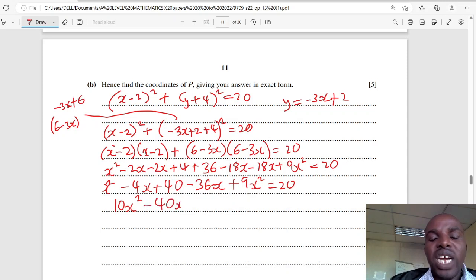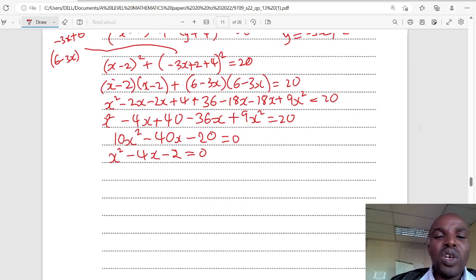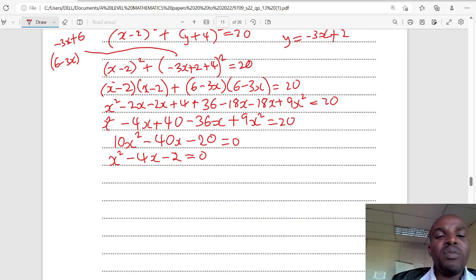Then you can take 20 to the other side. It will be 40 minus 20 is 20, then equals 0. Divide everything by 10. You get x squared minus 4x minus 2 is equal to 0. So they said, find the coordinates of P, giving your answer in exact form. So you must have our answer in exact form in this case.